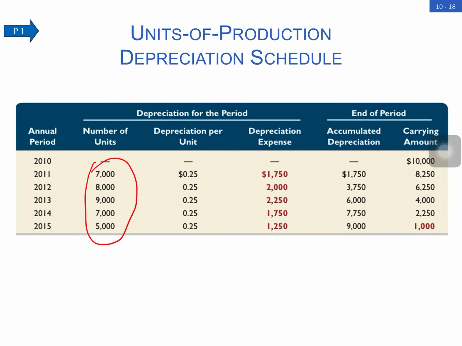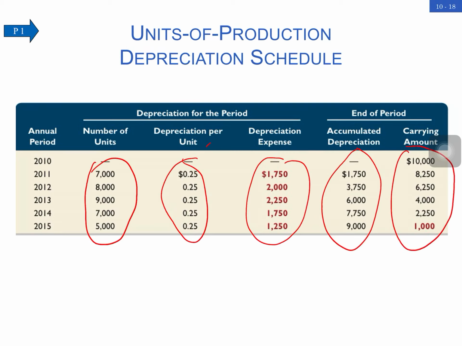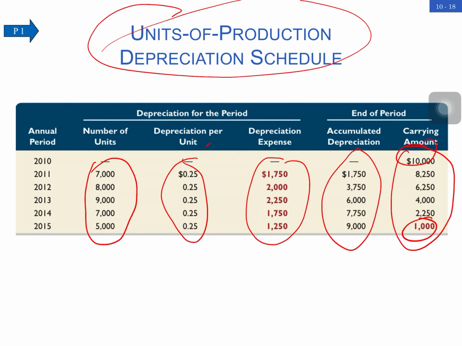So the number of units can change, right? It's fluctuating. It depends on your productivity. And then depreciation per unit is the same, 0.25. And this is the depreciation expense, and then accumulated depreciation and carrying amount. Okay. But what you need to understand is that if you use the units of production, the depreciation expense is always dependent on your productivity. Okay, how many units you will produce.